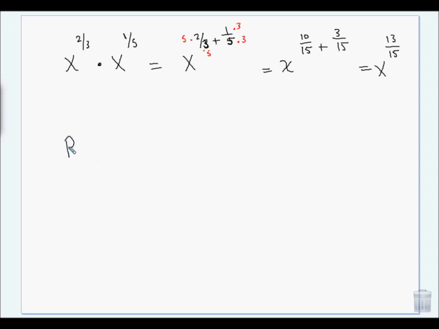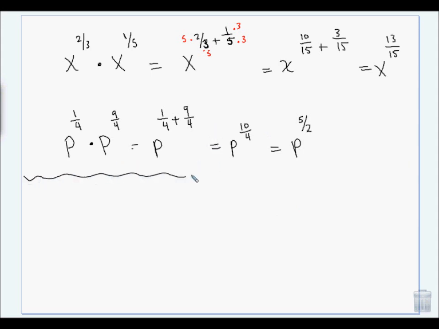P to the 1/4 times P to the 9/4. These already have a common denominator, so I'm just going to add them. And this will reduce. So you treat the fractional exponents just the same way you would treat any normal fraction. Reduce them if you can. We don't like to have fractional exponents in the denominator.